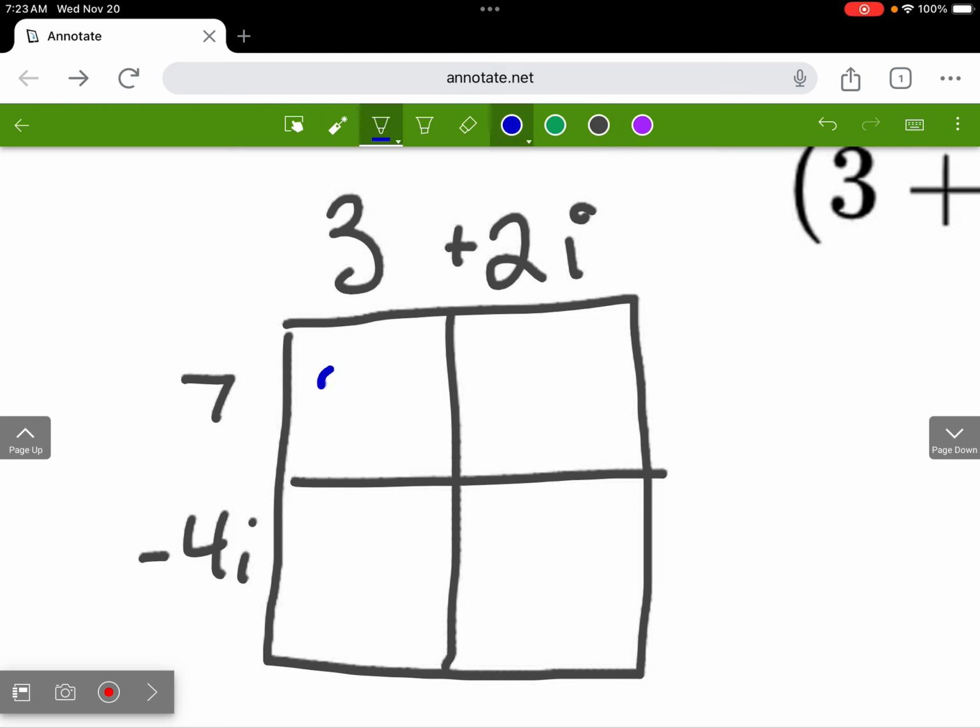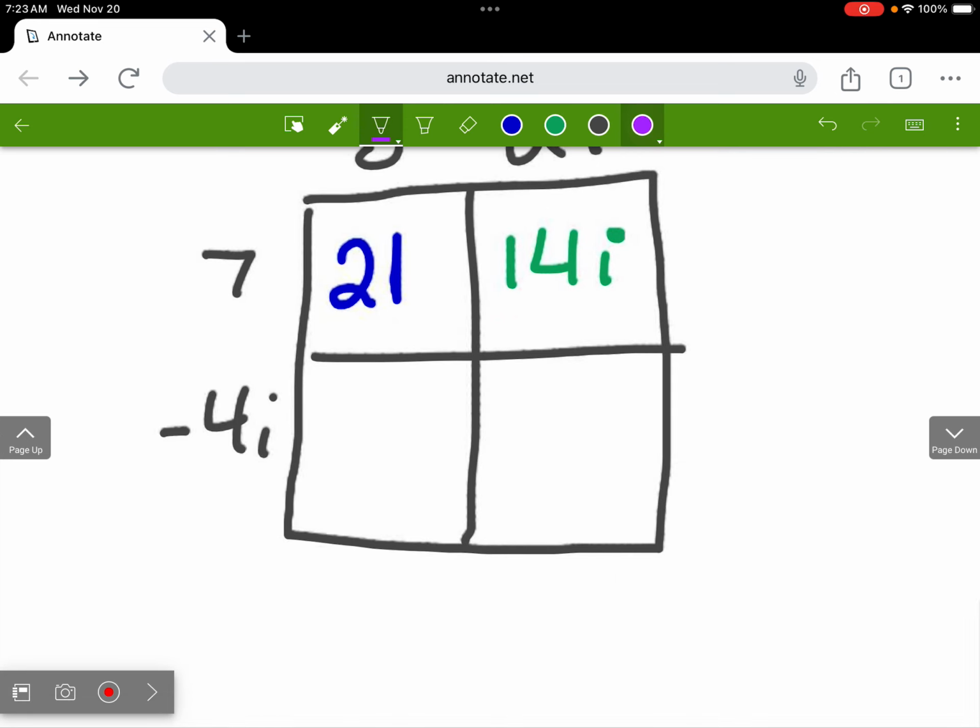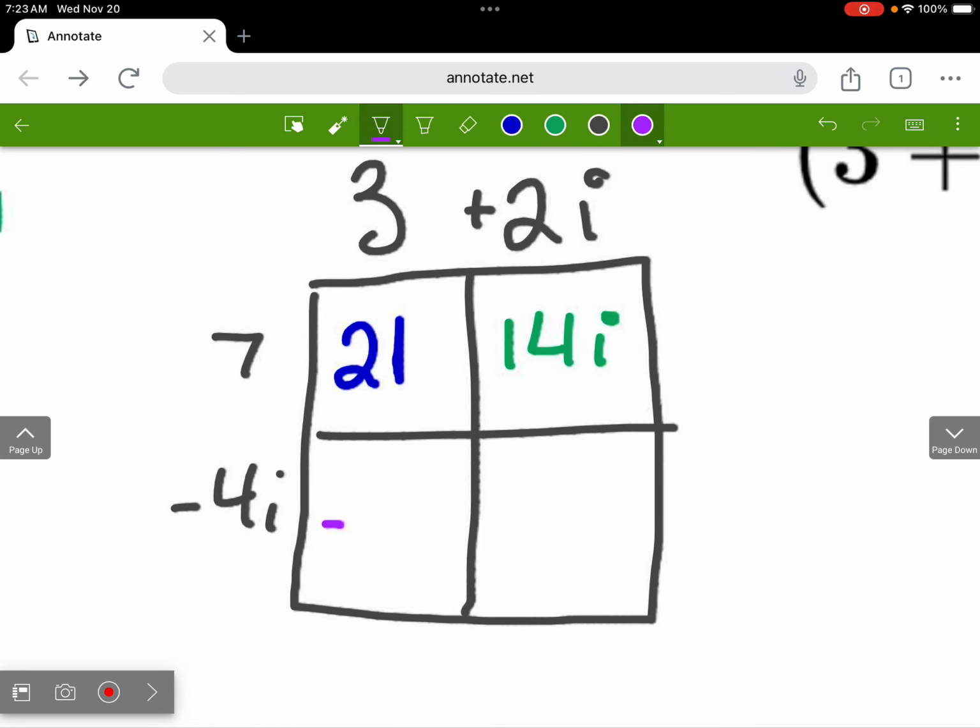Multiplying them in, 7 times 3 gives me 21. 7 times 2i gives me 14i. 3 times -4i is -12i. And -4i times 2i gives me -8i squared.